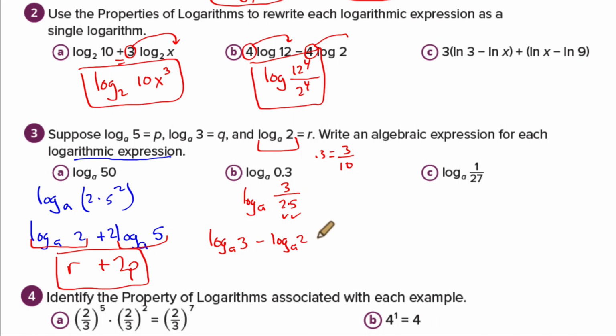Log base a of 2, and I'm going to subtract, as I said, because I'm dividing by both, log base a of 5. So what do we got? Let's sub it out. This is q minus the 2 is r minus the 5 is p. So it's q minus r minus p. And that's how you do that.